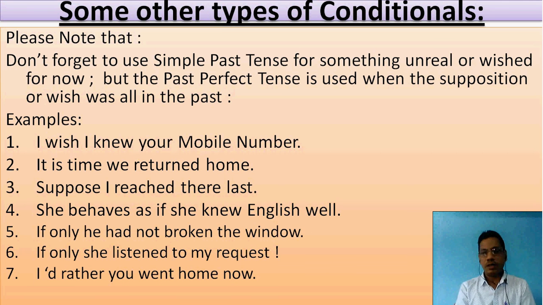Let us talk about some other types of conditionals here also. Please note, don't forget to use the simple past tense for something unreal or wished for now, but the past perfect tense is used when the supposition or wish was all in the past. Like, I wish I knew your mobile number. It is time we returned home. Suppose I reached there last. She behaves as if she knew English well. If only he had not broken the window. If only she listened to my request. I would rather you went home now.